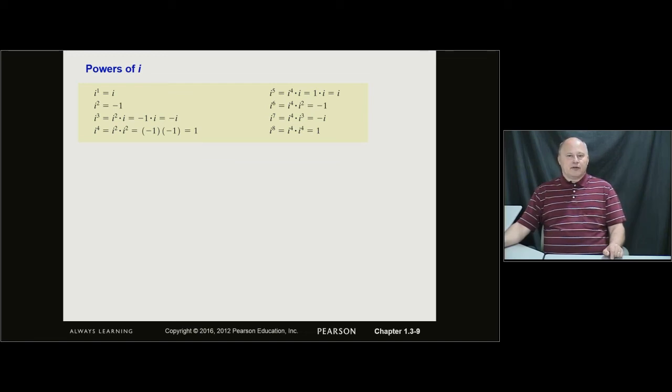Now, what about I to the fourth? Well, I to the fourth is I squared times I squared. And both of those are negative 1, so the final result is 1.